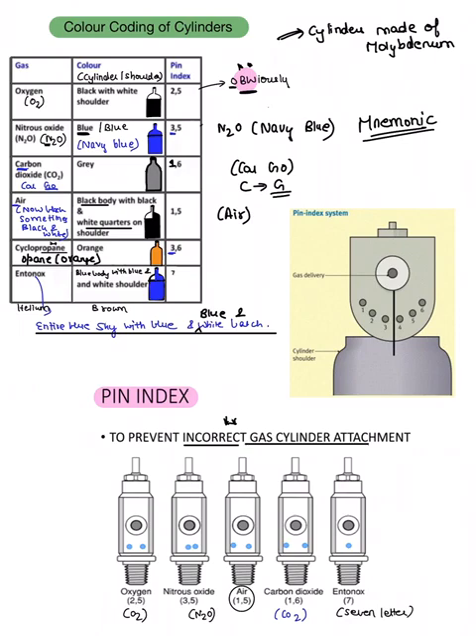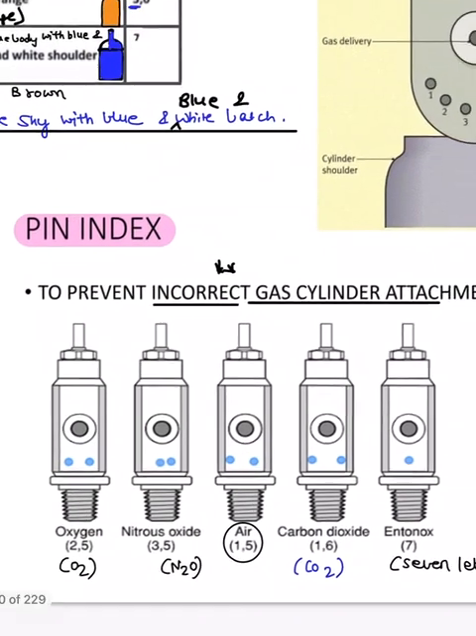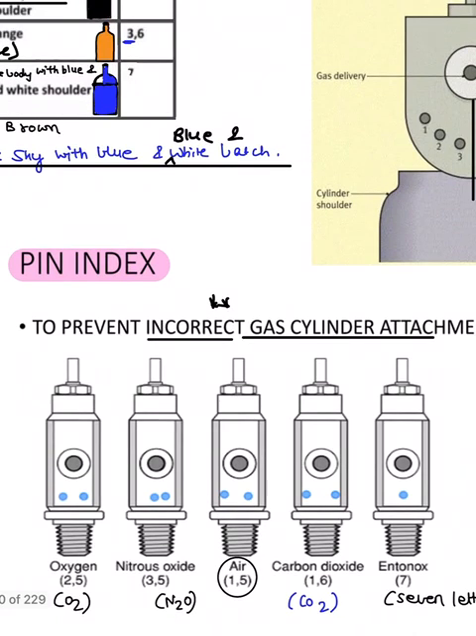You have 1, 2, 3 on one side and 4, 5, 6 on the other side. So if you get a photo and they ask you which gas the pin index is for, it's very easy, guys. See, this is slightly away. If it would have been 1, it would be here, guys. See, 4, 5, 6. So where is the location of the pin? Pin number 2 and 5, that is for oxygen, guys.